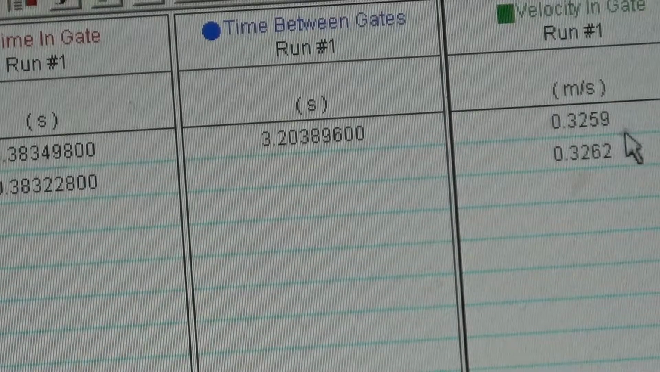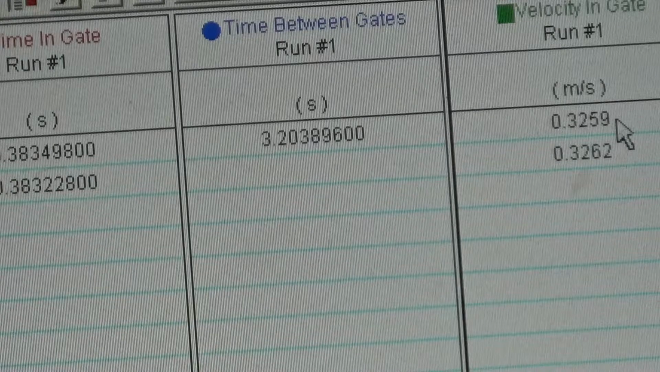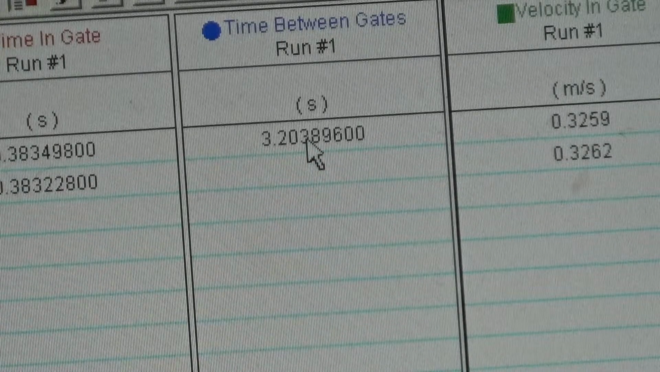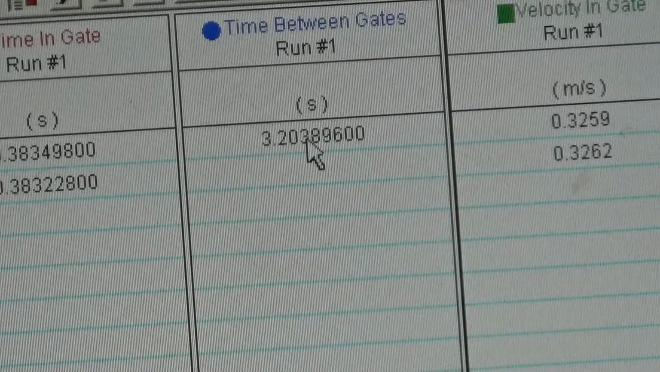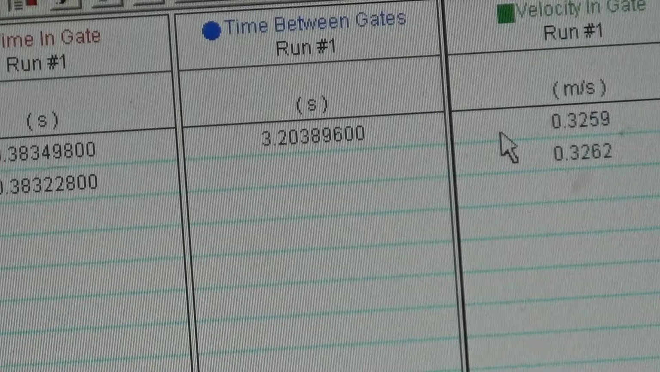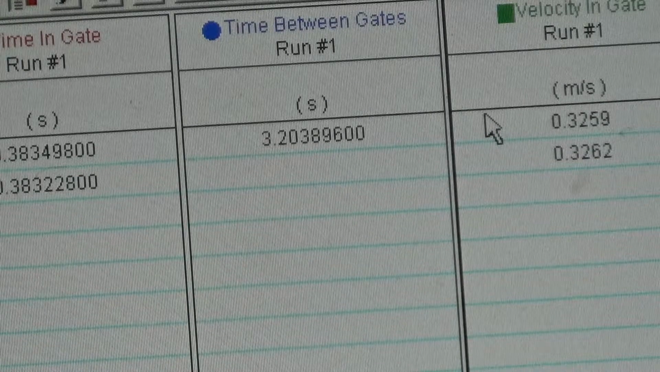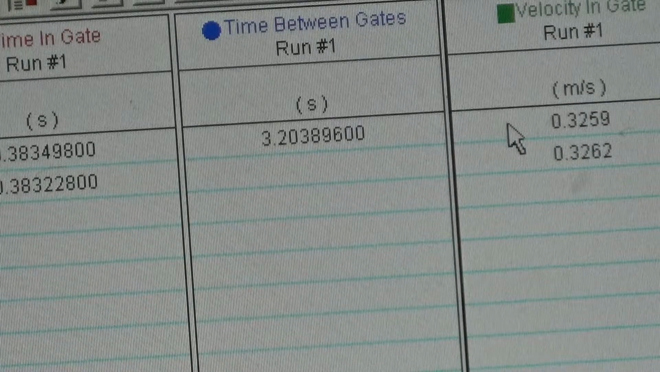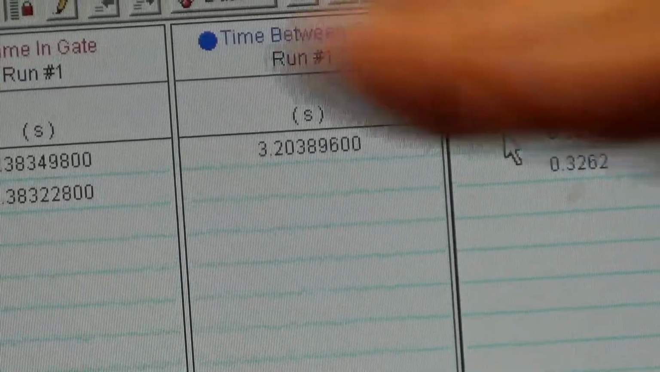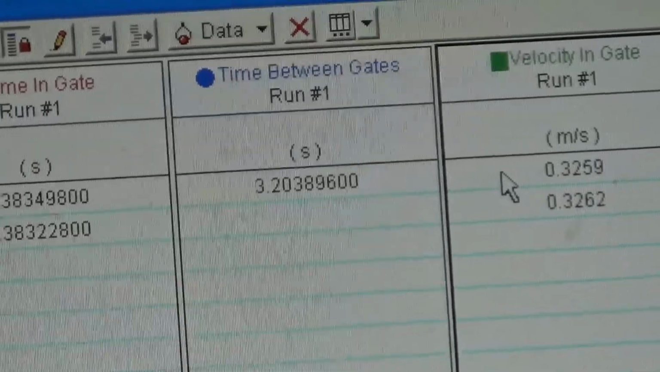So by knowing the difference in these velocities, that's delta V, and the time between the gates, we can calculate the acceleration. And we would get a very, very small acceleration. So in the next segment, what we'll do is we'll raise the ramp and we'll do some runs uphill and downhill.